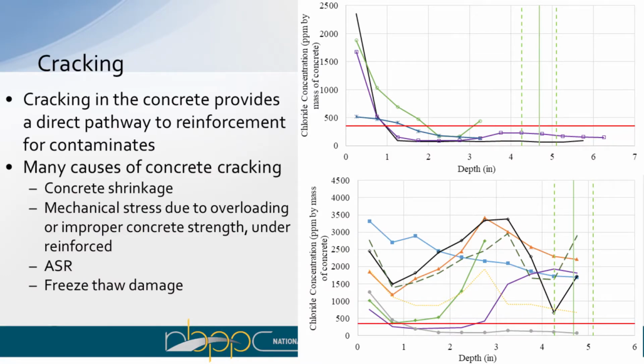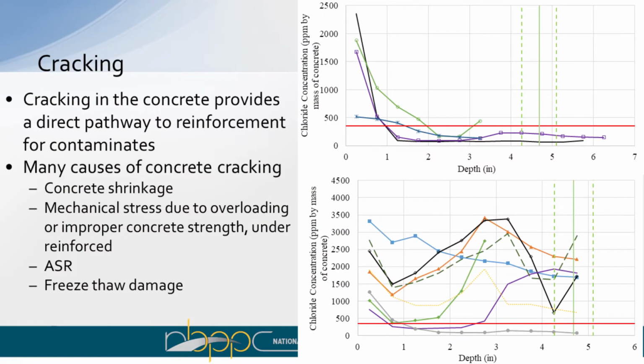Cracking has a big effect on bridge deck service life. I showed these nice diffusion curves for sound concrete. That's how chlorides diffuse into concrete. But when you have a crack, that provides a direct pathway for chlorides to get to your steel. So now that throws out all the diffusion coefficient and service life modeling, because now you have a direct pathway for chlorides to attack that steel. And there are many causes of concrete cracking in bridge decks: concrete shrinkage due to curing, mechanical stress, improper concrete strength, under-reinforcement, ASR, freeze-thaw damage. So all these things can affect your bridge deck service life.